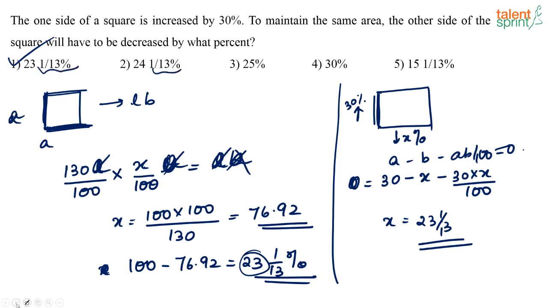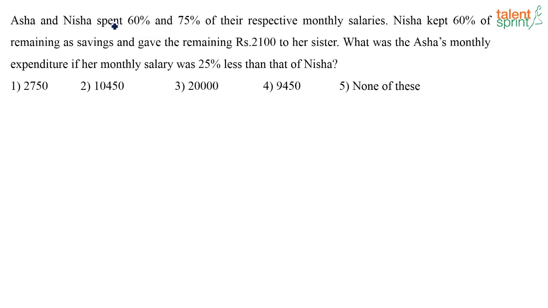Not required, no? Next. Asha and Nisha spent 60 and 75% of their respective monthly salaries. Nisha kept 60% of the remaining as savings and gave the remaining rupees 2100 to her sister. What was Asha's monthly expenditure if her monthly salary was 25% less than that of Nisha? So how would you solve this question?